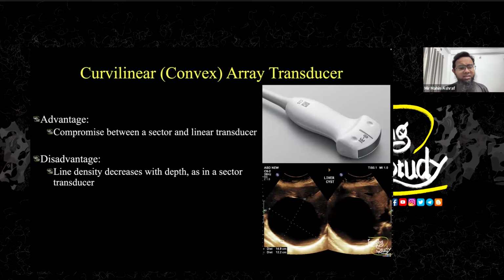Anyway, the main disadvantage, yeah, is that it has a large size. So if you want to see the structures through the intercostal space, it may not be very comfortable, and you will touch the ribs and there will be hazards there, which we'll talk about in the artifacts part.